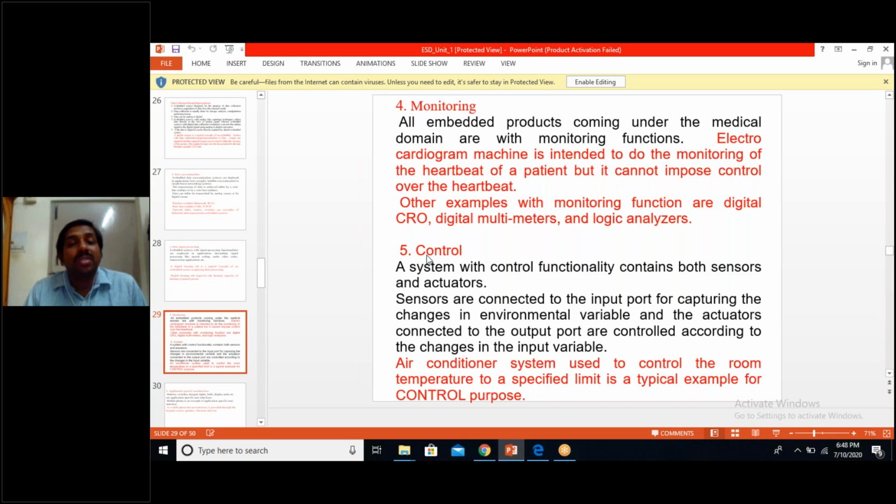The next purpose of an embedded system is control. So we require a control functionality. So as the sensors are sensing the input, and it is one variable, that is converted into another variable, and it is sent to the output. So the example is air conditioning system. It is used to control the temperature of a specific room. So this is one purpose served by the embedded system control application. Like as I told, air conditioning system is going to control the room temperature to a specific limit.